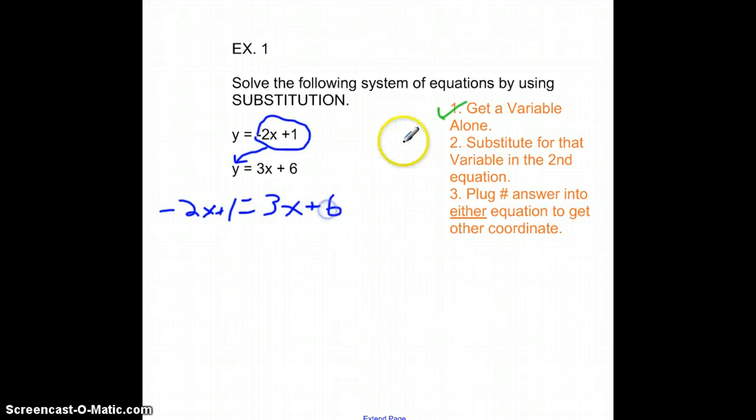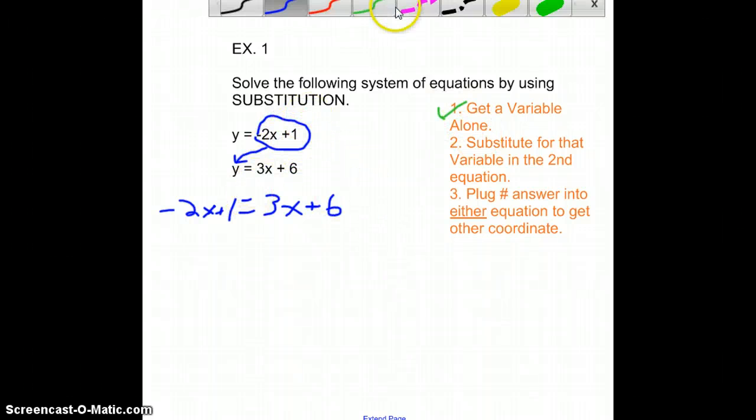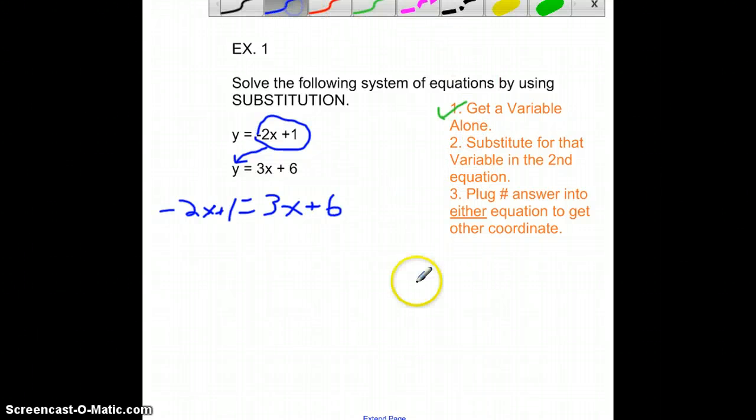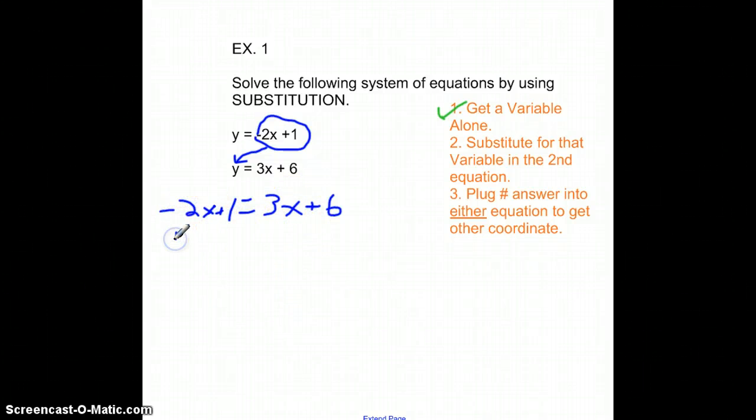Okay, so we've gotten the variable alone. Now we've substituted this variable into the other equation. So this step is done. Well, almost done. We've got to solve it. All right, let's solve it. So let's solve for x here. We want to solve for x. We got x on the left side, x on the right side. Got to get them together. I'm going to move this x over to the right. So we got to go plus 2x because it's minus on the left side. So we'll do it to both sides.